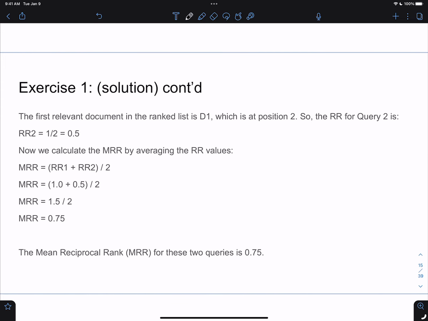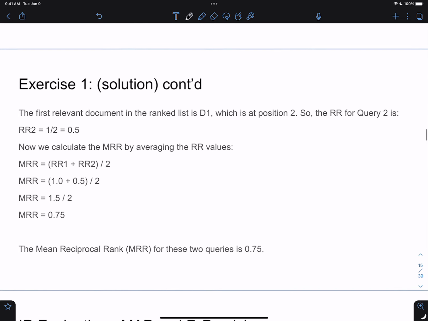Just to reiterate, we have 1 and 0.5. If you want to calculate the MRR, you average the RR values. So MRR is just RR1 plus RR2 over 2. We have two values, so in this instance, MRR is going to be 0.75. So we can conclude that the mean reciprocal rank for these two queries is 0.75.